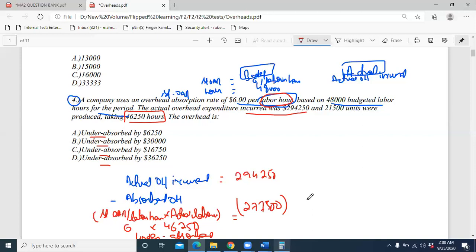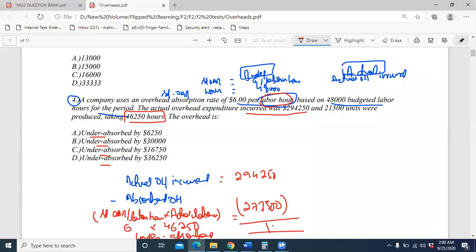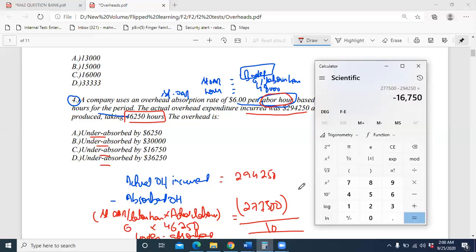Now what is the amount? So easy to calculate now. 294,250 less 277,500. I don't know why students struggle with these kinds of questions. Look, I got my answer in a few seconds.